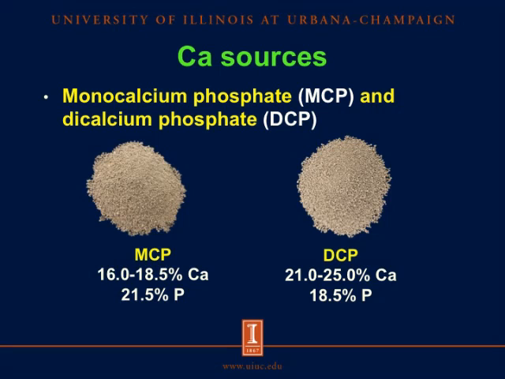MCP contains 16 to 18.5% calcium and 21.5% phosphorus. DCP contains 21 to 25% calcium and 18.5% phosphorus. These two products are not in a pure form, but they are a mixture of MCP and DCP. So to understand this, let me explain how these two products are produced.